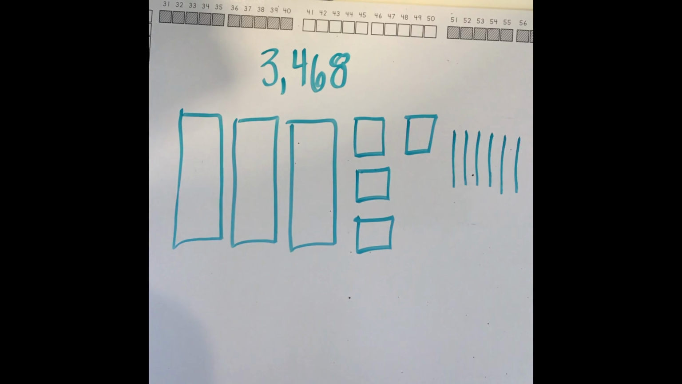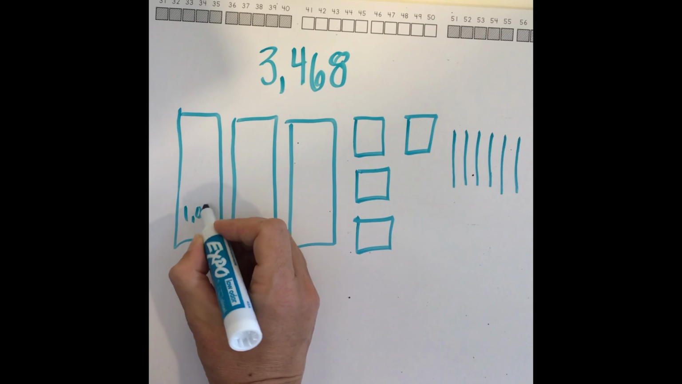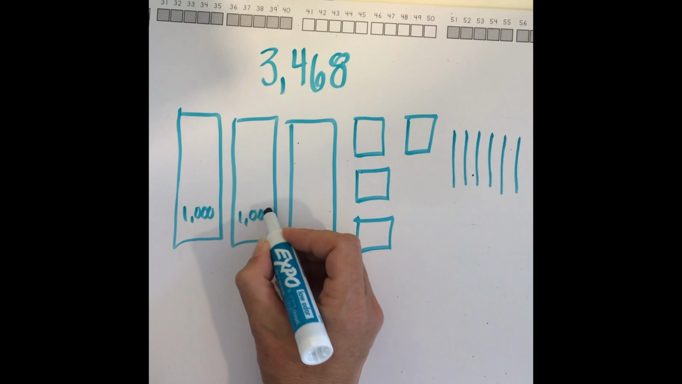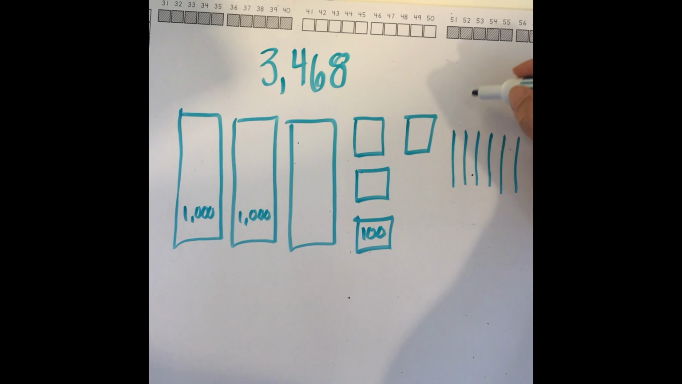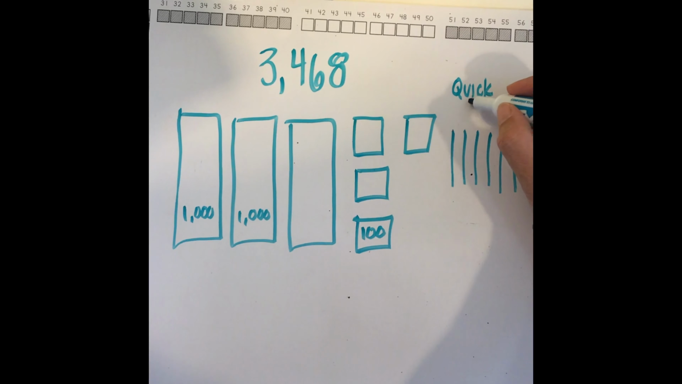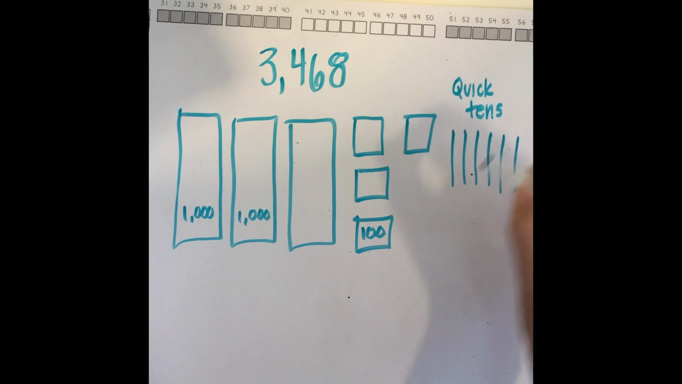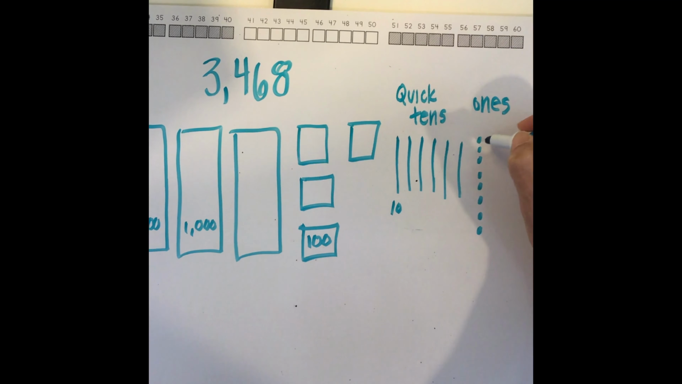Okay, so then we can use the white side of our whiteboard and we can draw these shapes. So remember, a rectangle is for the 1,000. A square is for the hundreds. These are called quick tens. Each one of them is 10. And these are ones. So each one of these is just 1.